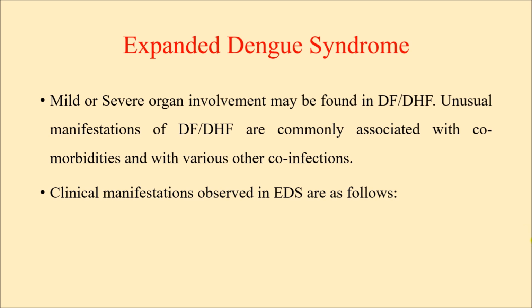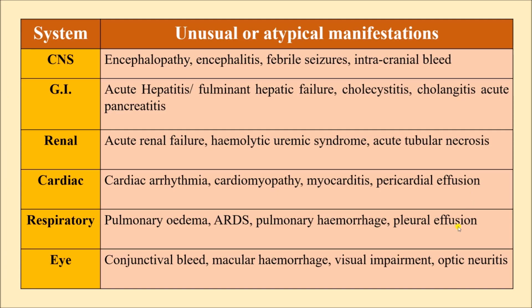So let us look at some of the manifestations that we can have in expanded dengue syndrome. So if there is involvement of central nervous system, we can have encephalopathy, encephalitis, febrile seizure, intra-cranial hemorrhage, etc. GI involvement in the form of acute hepatitis, fulminant hepatic failure, cholecystitis, cholangitis, acute pancreatitis, etc. Renal involvement leading to acute renal failure, hemolytic uremic syndrome or HUS, ATN, that is acute tubular necrosis.